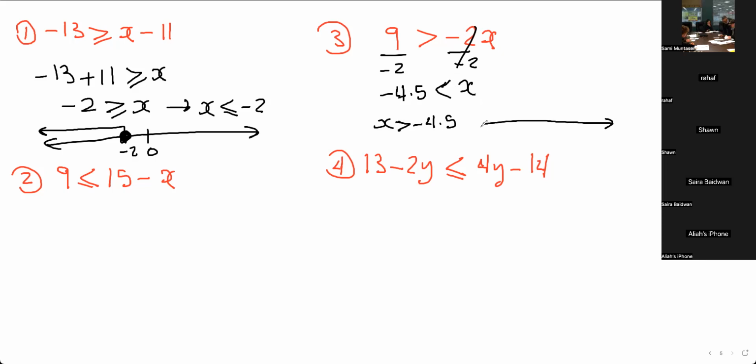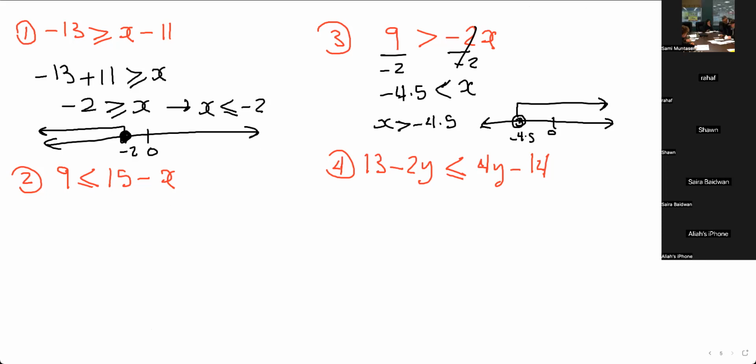Now, if that's the 0, and somewhere in here is negative 4.5, you have an open circle now because there's no equal sign. A greater than means you go this way. And that's the answer. Any questions?